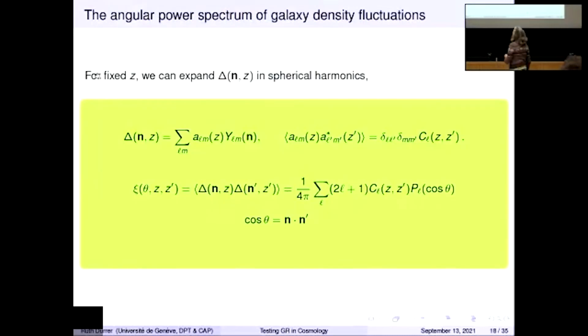Of course, again, here we have a function on the sphere. We can expand it in spherical harmonics now at each redshift, and we can correlate the coefficients. And again, statistical homogeneity and isotropy requires that this correlation be diagonal in L and M. And we get this power spectrum, which now depends in addition on 2 redshifts on the sphere, or the correlation function if you prefer it, where these P_L here are the Legendre polynomials.